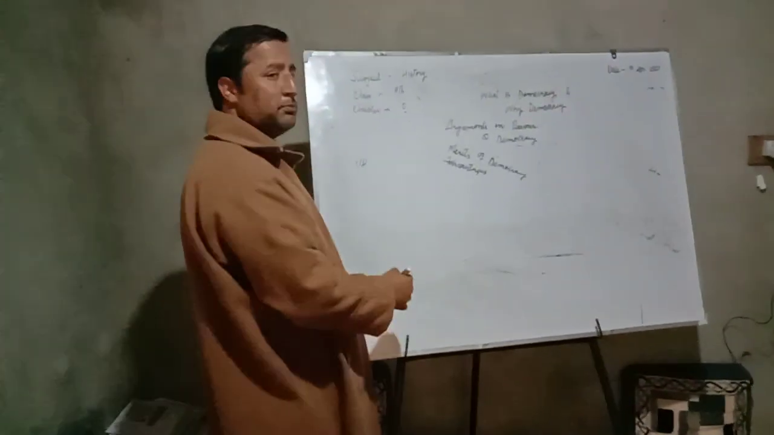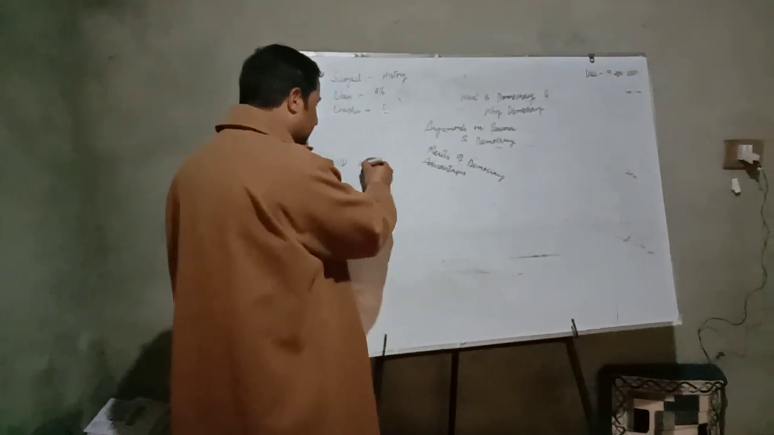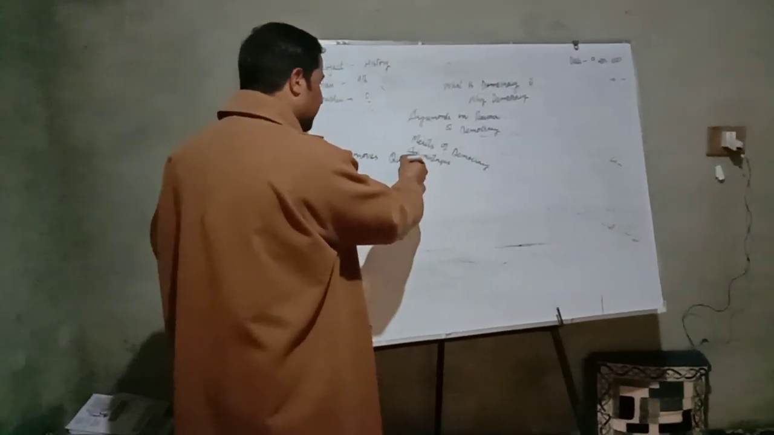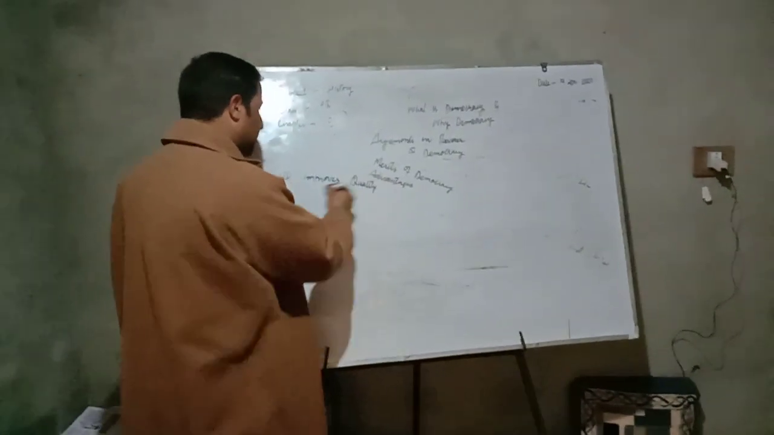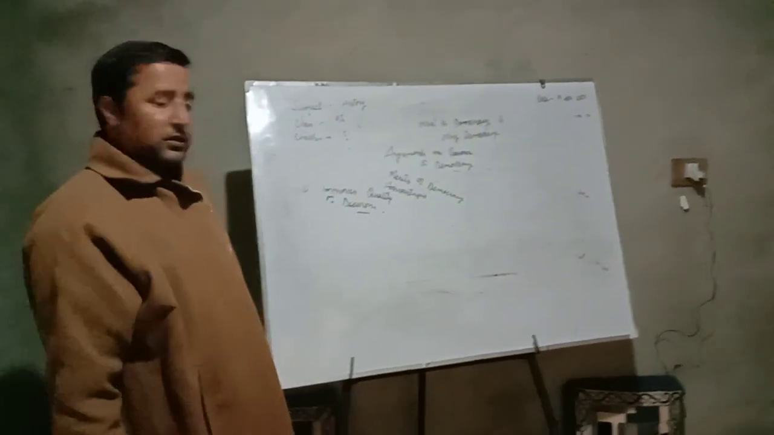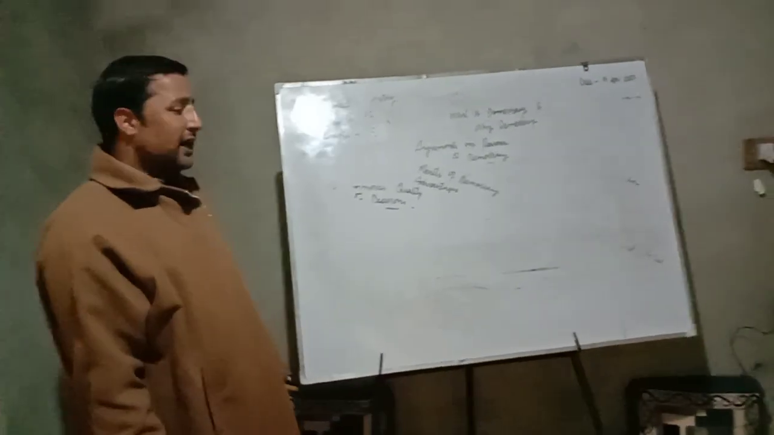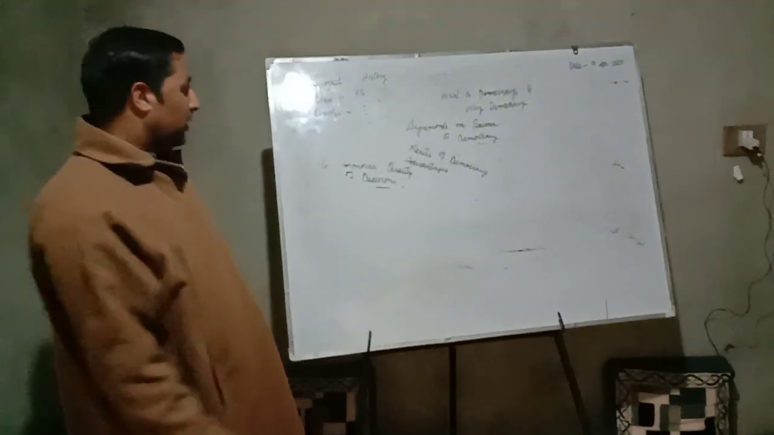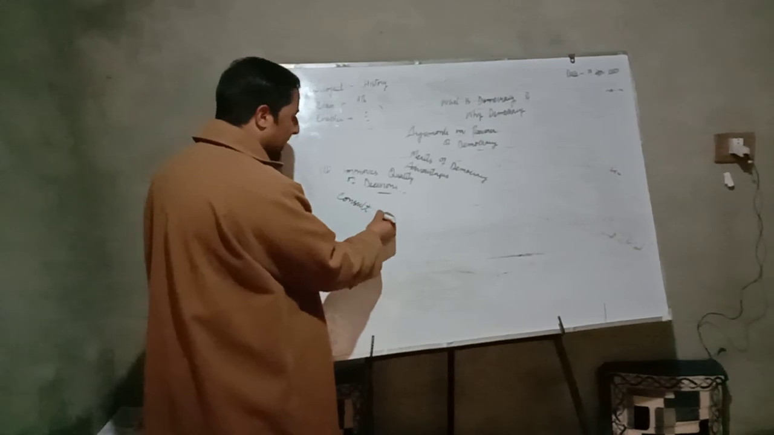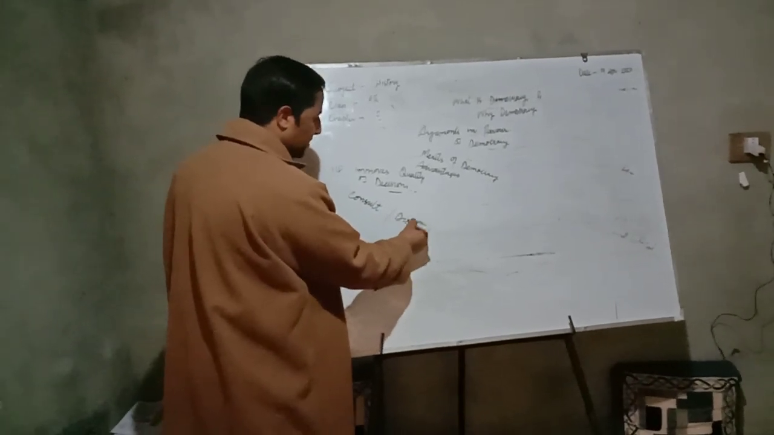Number second point, merit of democracy or argument in favor of democracy: it improves the quality of decision making. We see when a democratic country has to decide anything, they first consult. Consultation is there as well as discussions held there.